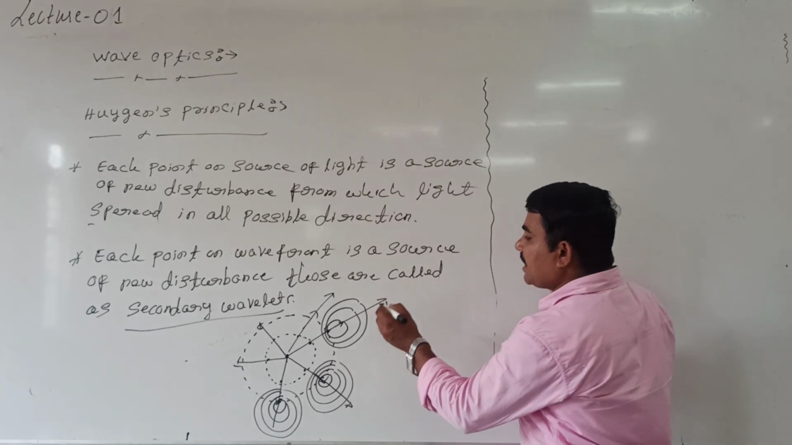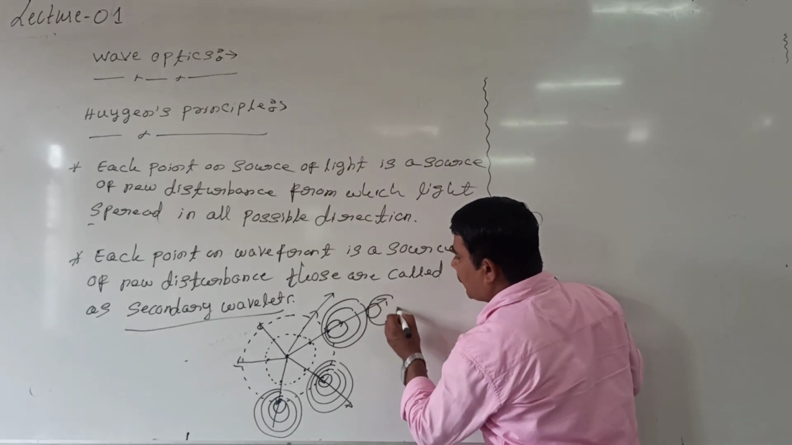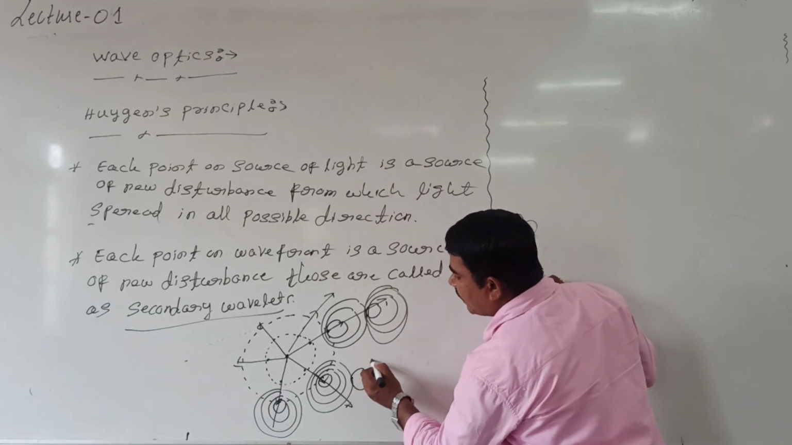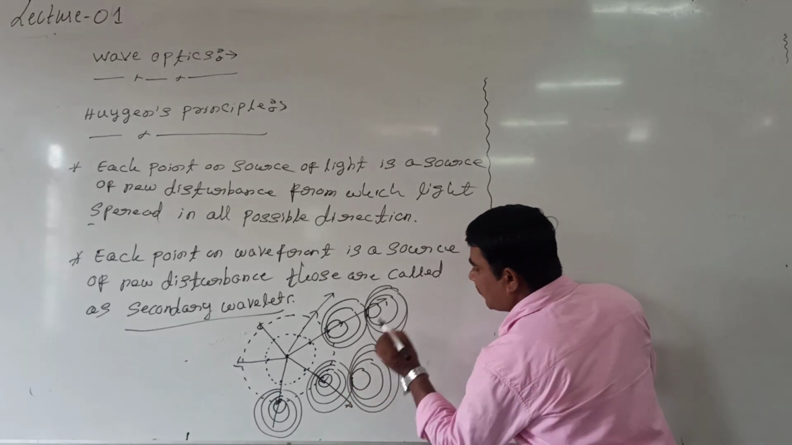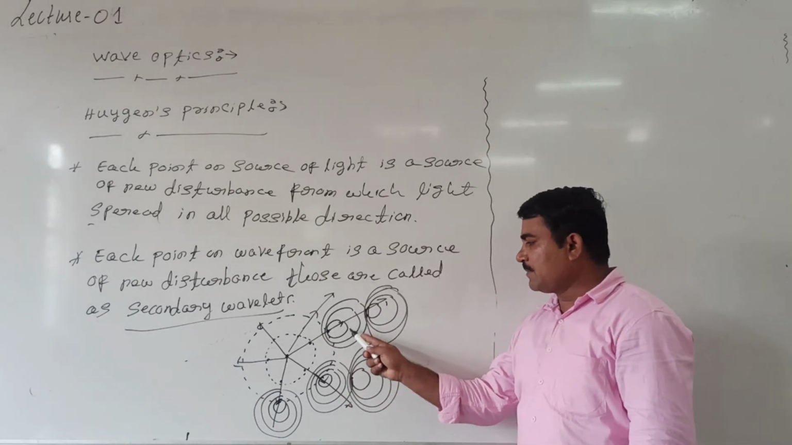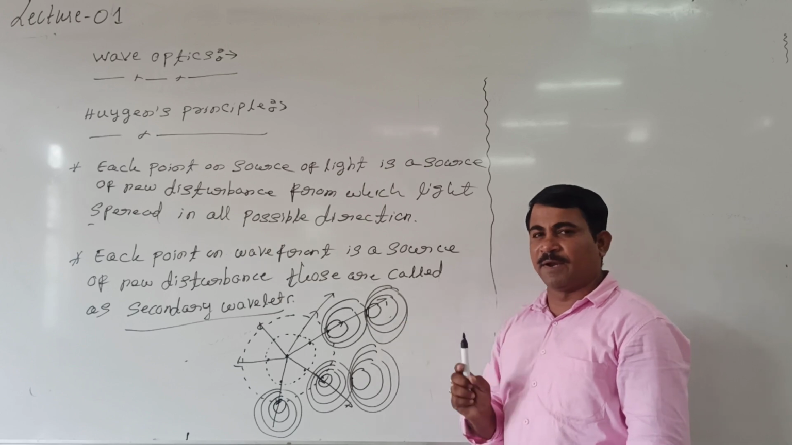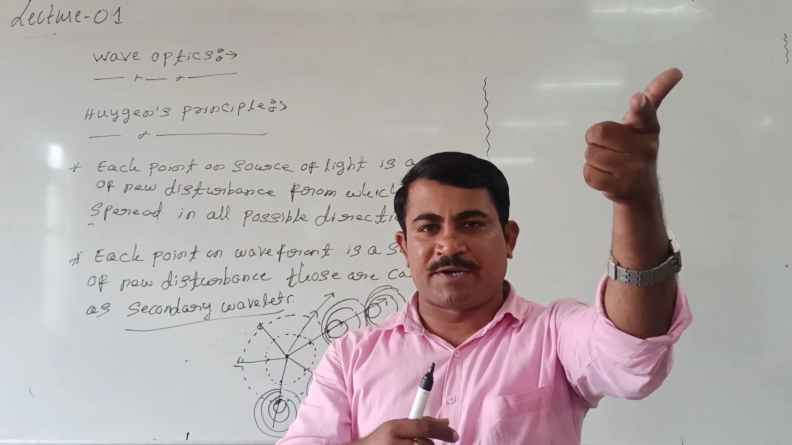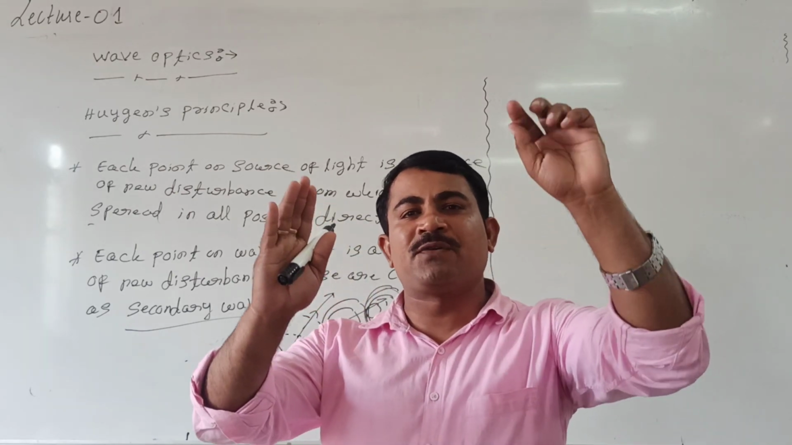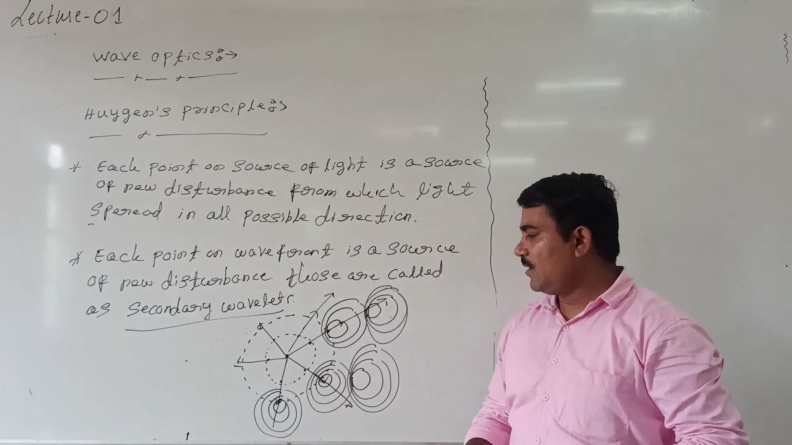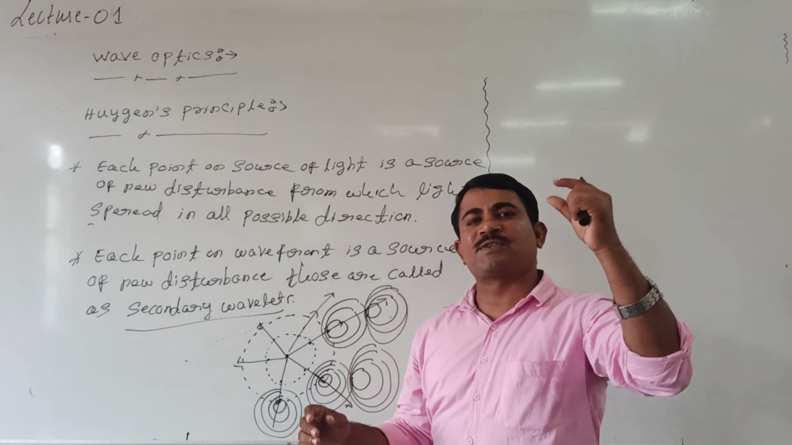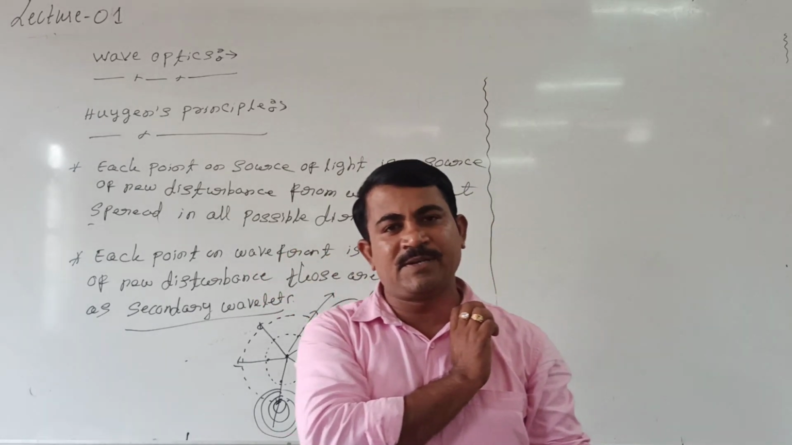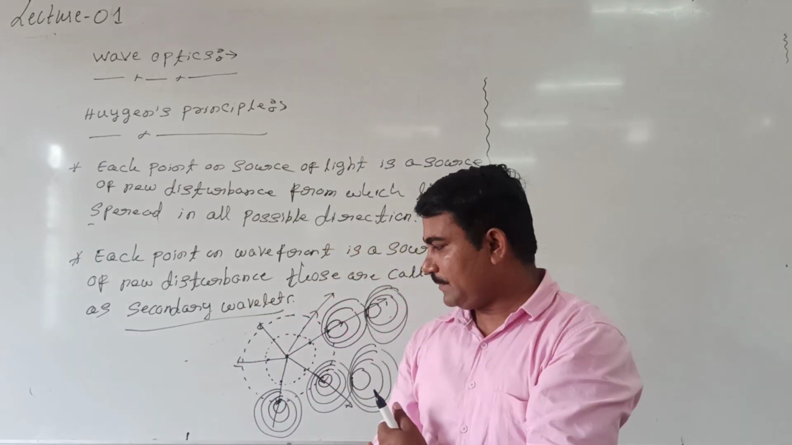Again, each point on the wavefront is a source of new disturbance, called secondary wavelets. In this case, this becomes primary and this becomes secondary wavelet. Simply, the meaning of the second point is that each wavefront produces another wavefront, and that wavefront produces another wavefront. Any one wavefront is a source of another wavefront, that is the second point.